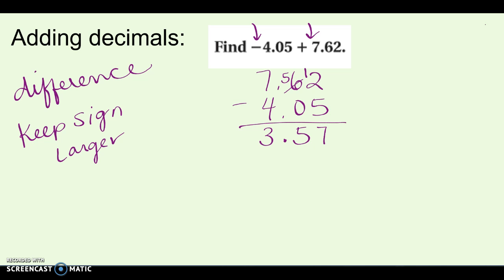And I keep the sign of whichever number was bigger. In this original problem, the positive was bigger. So positive 3.57 is my answer. So this whole section is going to be combining what you already know about decimals and fractions, but now adding in the negatives and putting it together with the rules we learned for integers in chapter 1.